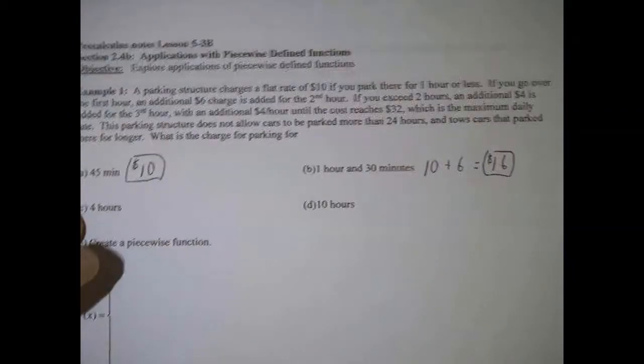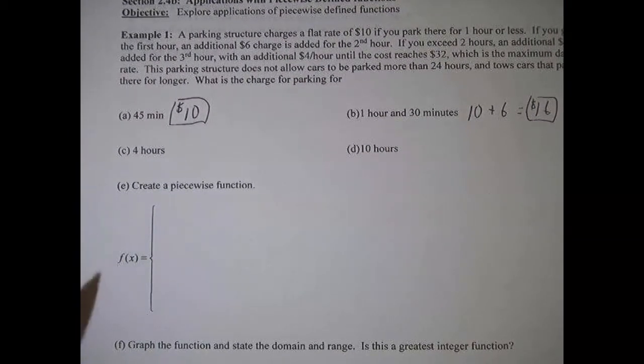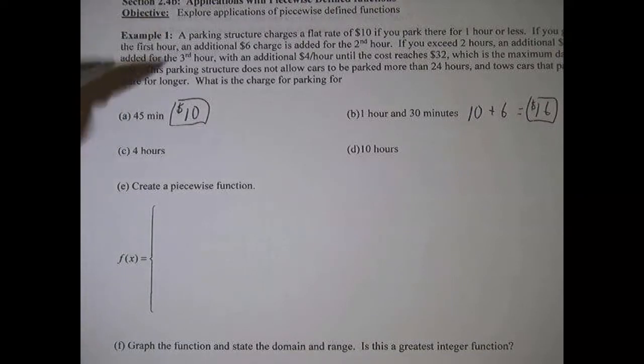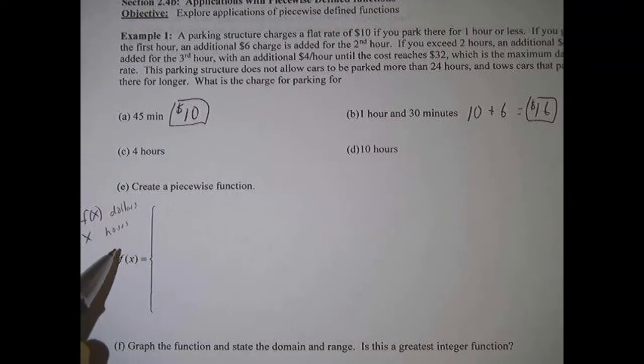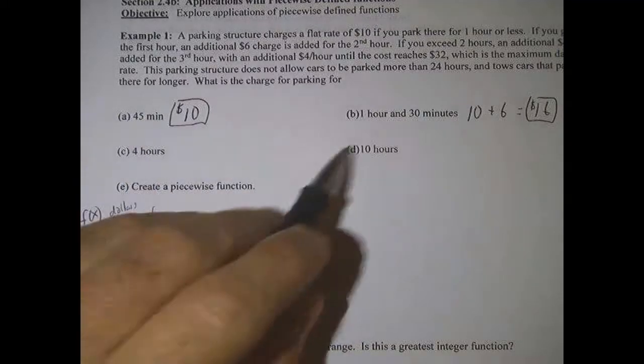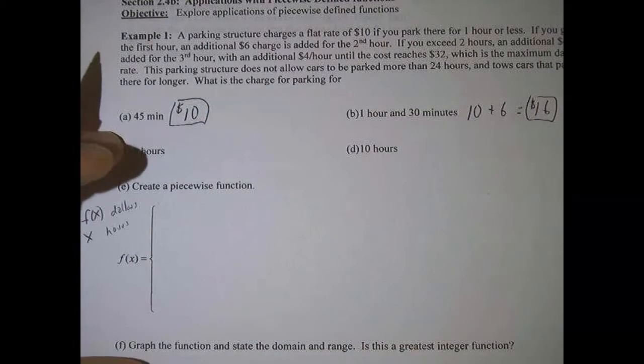Okay, let's write this out now as a piecewise function, and then we're going to come back and answer these other two. We know that f of x is going to be the dollar amount, so f of x will be dollars, and x will be hours. So we're looking at an input of hours, how many hours you are there, and an output of dollars. So this one would be 3/4, this one would be 1.5 if we're going to use the function here.